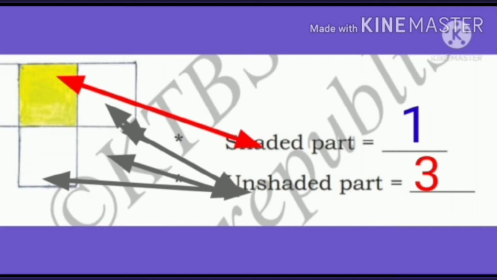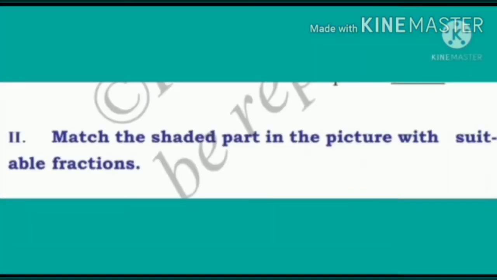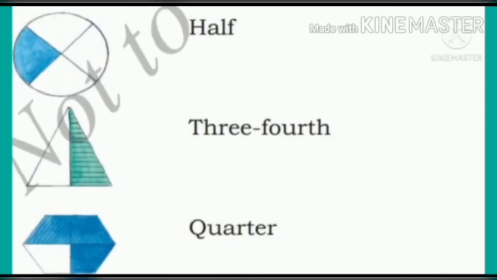Now we are going to second main. Match the shaded part in the picture with suitable fractions. Here the first picture is divided into 4 equal parts and one part is shaded. So the fraction form is quarter. So match it with quarter.